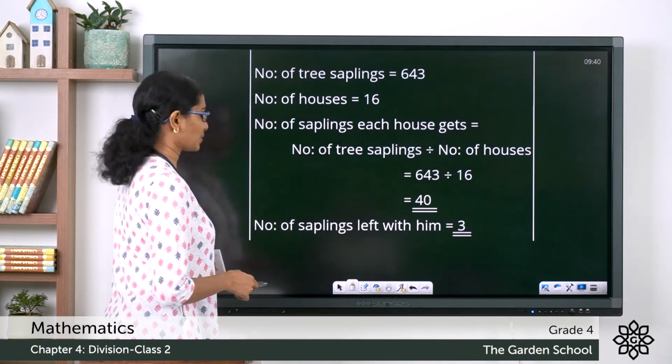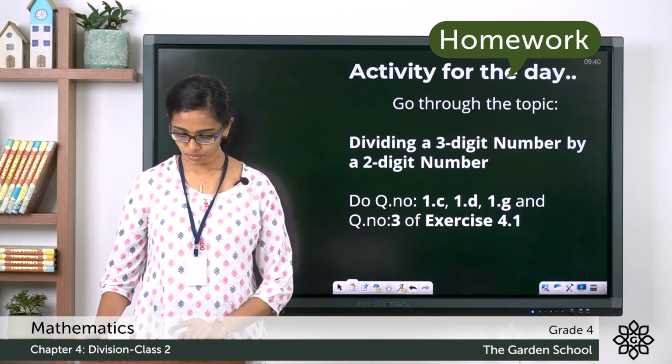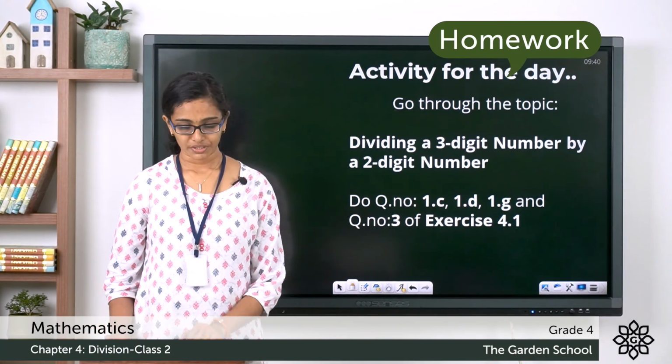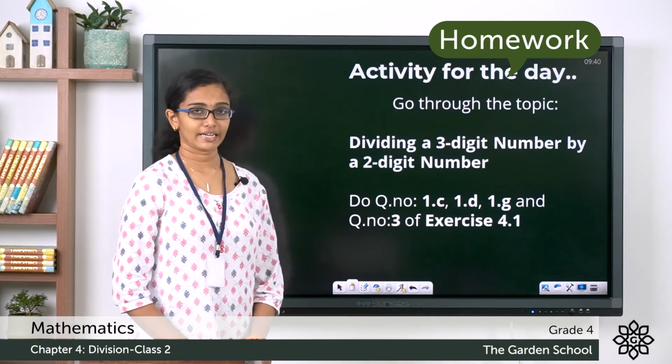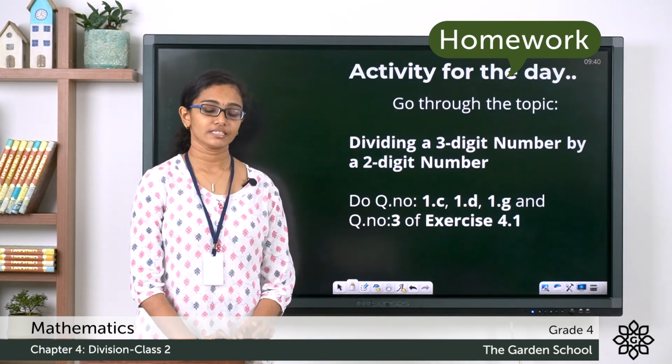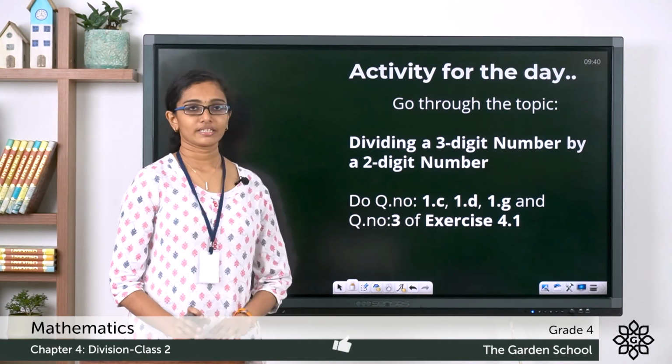I hope this is clear to you. Now you have to go through the topic in page number 52 and 53 of your textbook. Once you're done with that, you have to proceed to exercise 4.1 in your textbook. You have to do questions 1C, 1D, 1G, and also the question number 3.